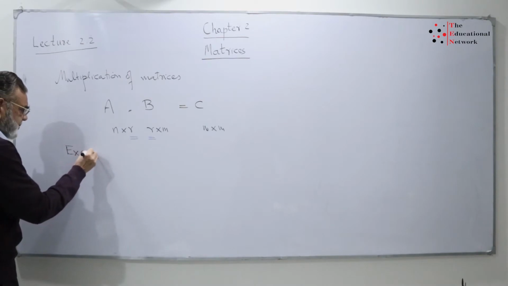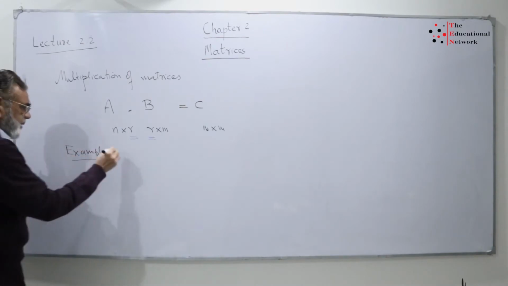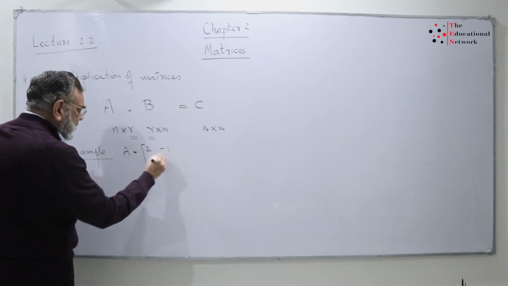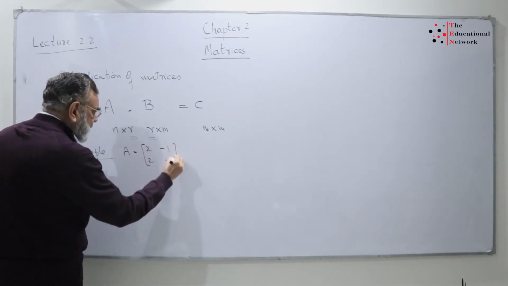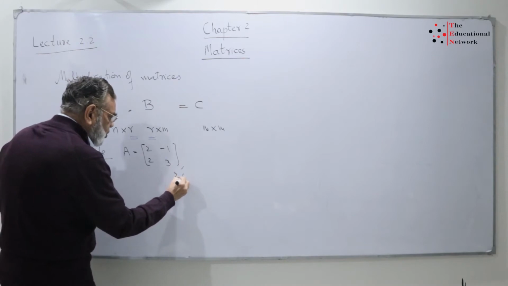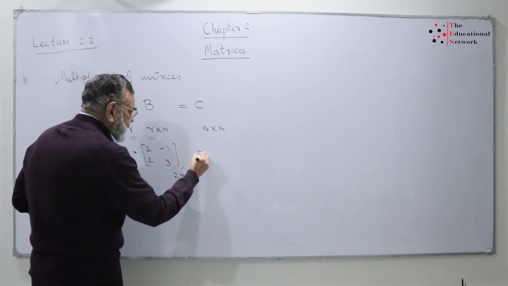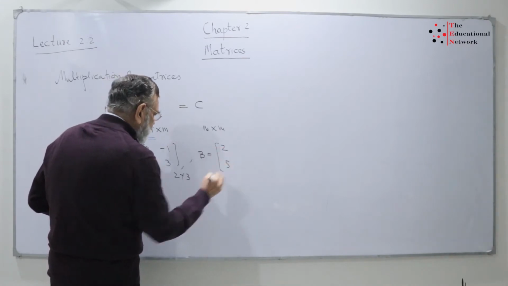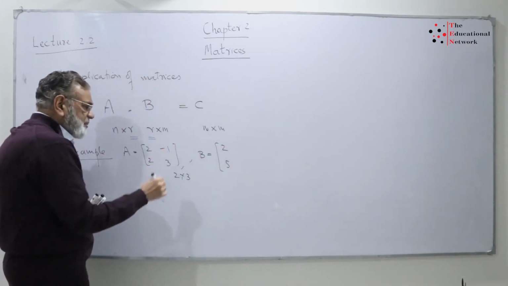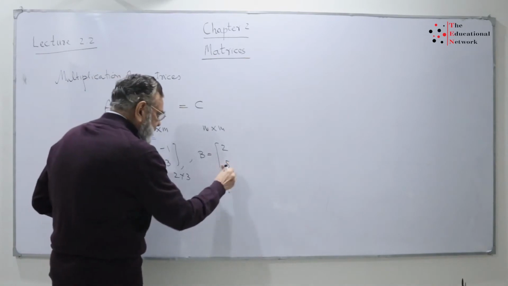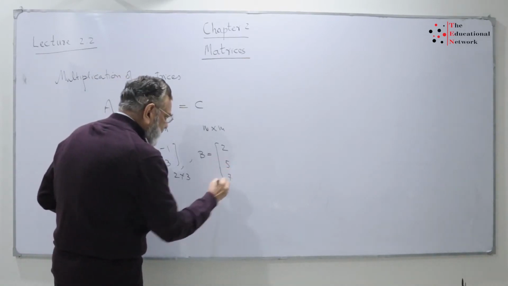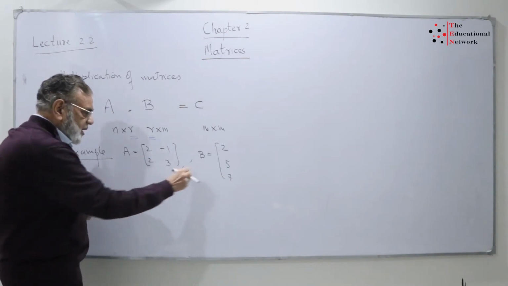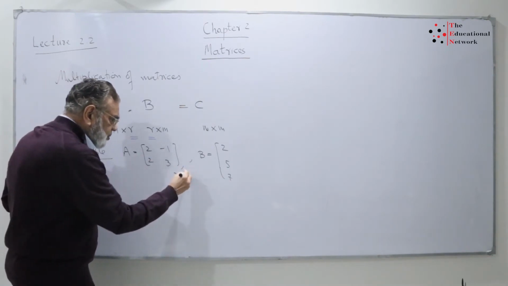For example, I have matrix A. My matrix A is 2, 1, minus 1, 2, 3. This is matrix A. This is 2 by 2. I have matrix B. My matrix B has 3, 5. Can we multiply it? Yes, we can. But if I just take 7, can I multiply? No, I can't multiply. Sorry, this is 2 by 2.